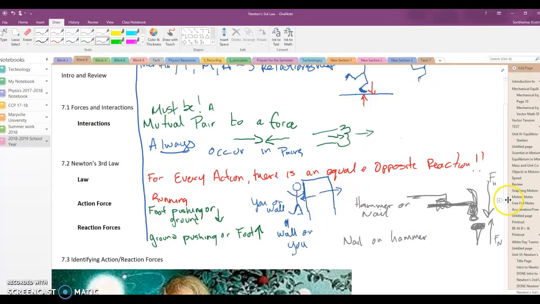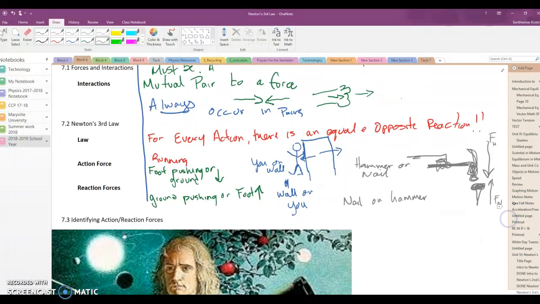And it moves at a different acceleration. So this is where we're going to get into identifying action-reaction pairs and looking at how they have an effect on movement, right? Because usually the mass of the hammer, I'm going to throw this out here. Mass of hammer is big, mass of nail is small. This is where you're going to see Newton's second law come into play.